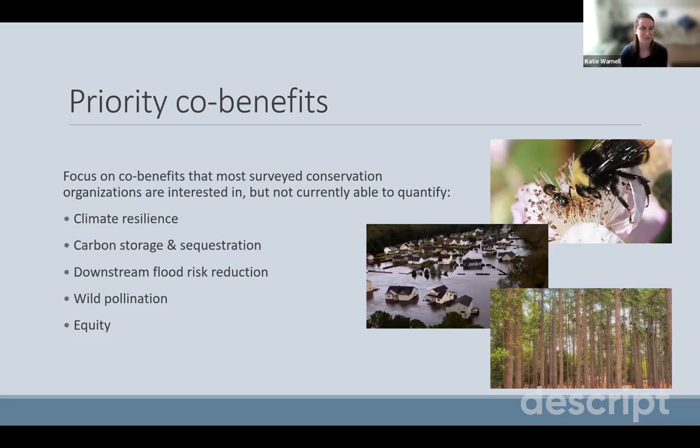So based on that outreach, we've identified 4 co-benefits that more than half of the conservation organizations we surveyed are interested in, but told us they're not currently able to quantify or map. Those are climate resilience, carbon storage and sequestration, downstream flood risk reduction, and wild pollination. Many of them also told us that they are interested in how to incorporate equity, and so that's also something we'll be building into the tool. It's kind of a cross-cutting benefit rather than a specific co-benefit itself.